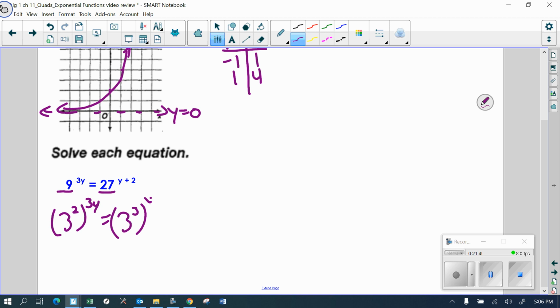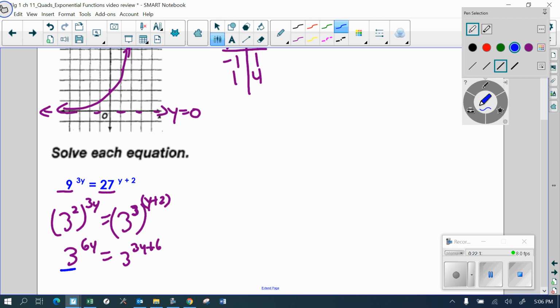It's 27 to the y plus 2. And then you got to remember from earlier in the year with powers that a power to a power you multiply. So this says 3 to the 6y equals 3, and I have to shoot that 3 through there, and I get 3y plus 6. Now that the bases are the same, the exponents must be the same in order for it to be equal. So now I have 6y equals 3y plus 6. Subtract the 3y across. Remember, always smaller to the bigger side. And I get 3y equals 6 and y equals 2.